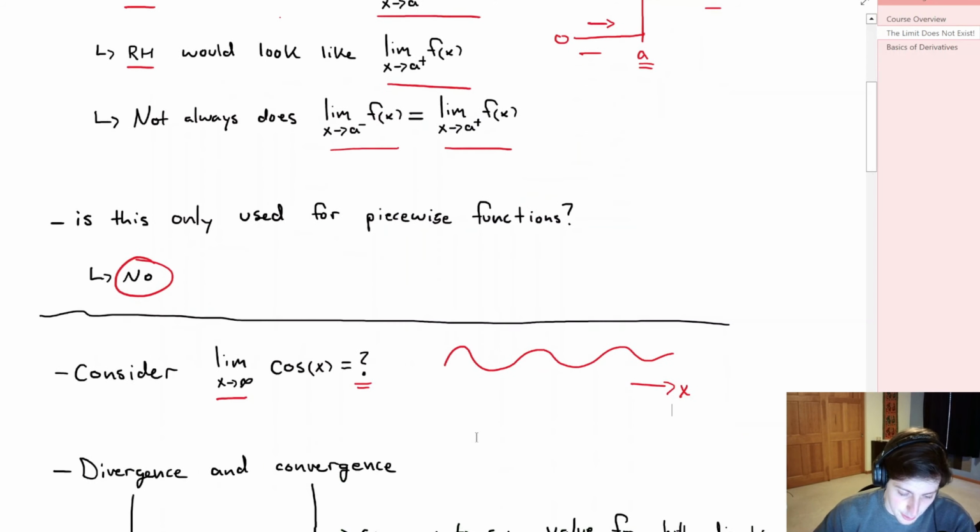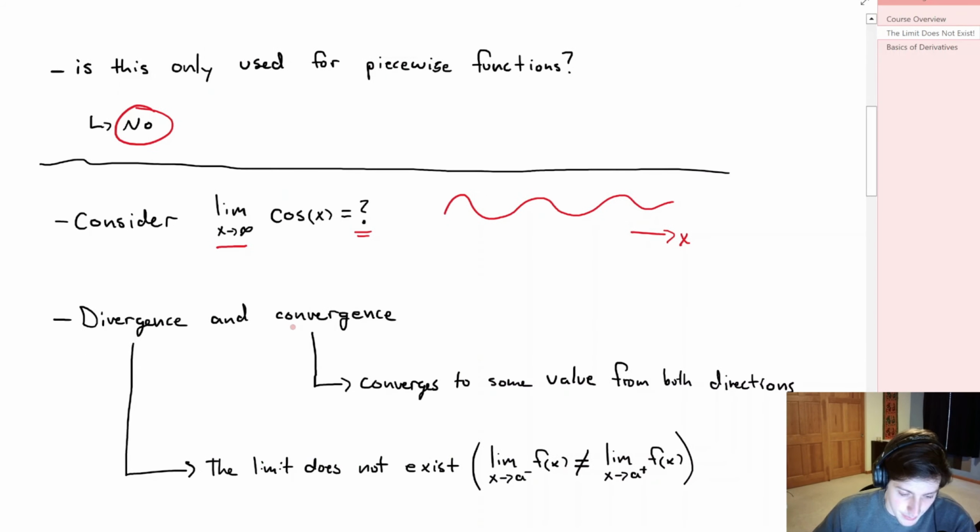And that brings us into divergence and convergence. So if we look at convergence of a limit, kind of straightforward, it's going to converge to some value, but it's going to do that from both directions. And if this isn't the case, then we have divergence. So now the limit does not exist, that's what we would say. And again, we'd have that relation from up above, where the left hand and right hand limits don't match.